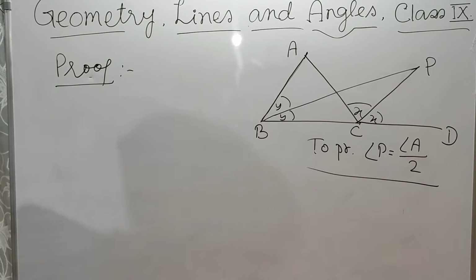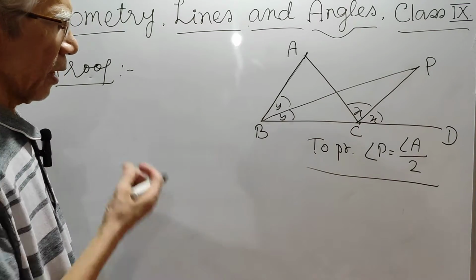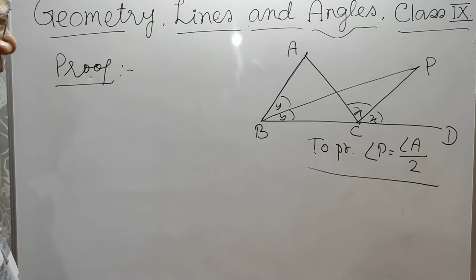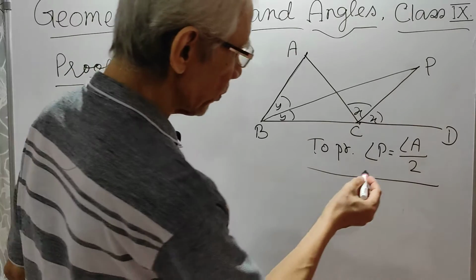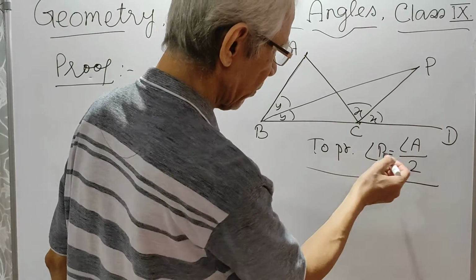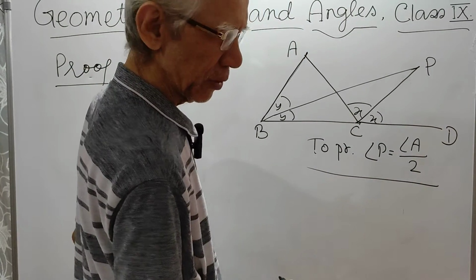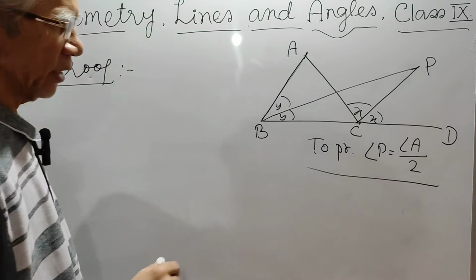Okay, proof. Now we have to prove this. We have to prove p equal to a by 2. That means a equal to twice p. You can think any other way.